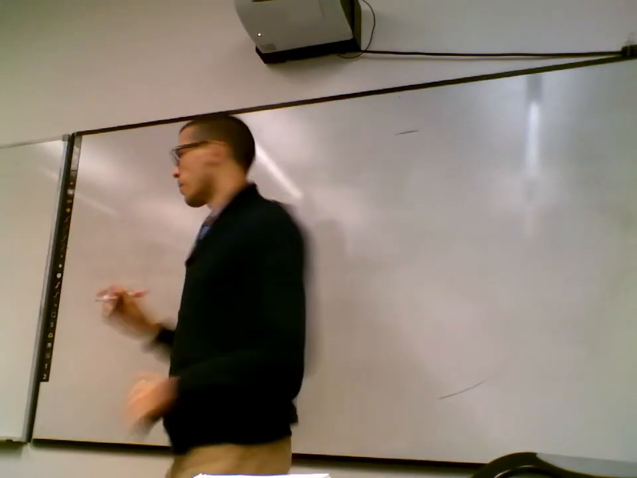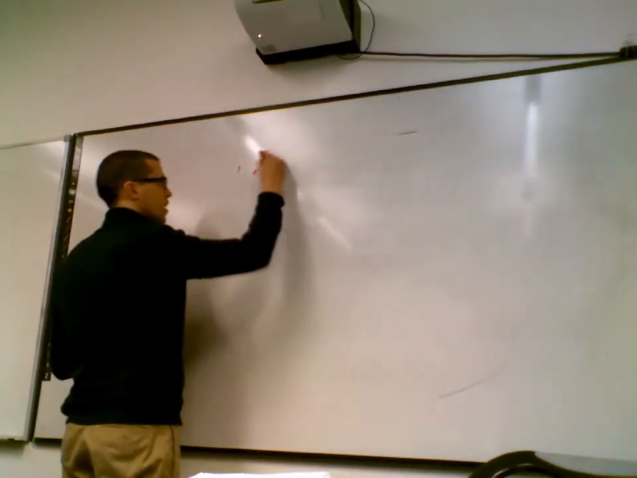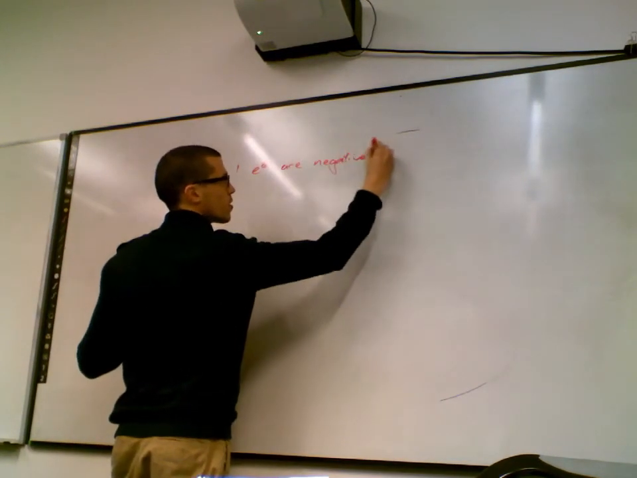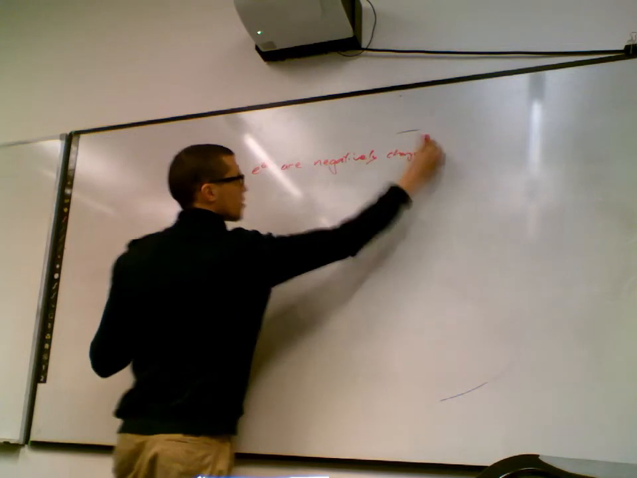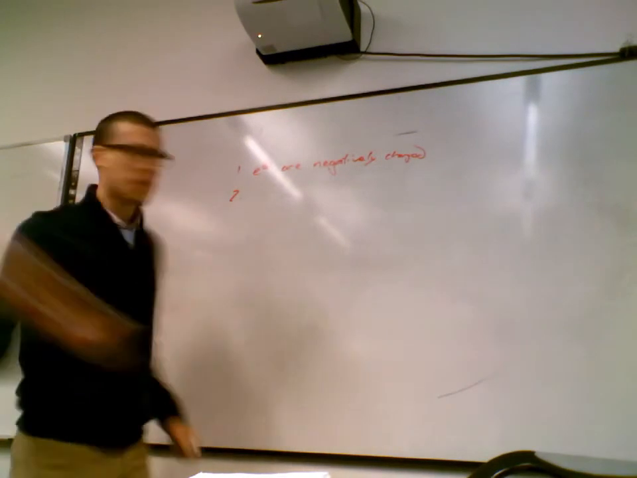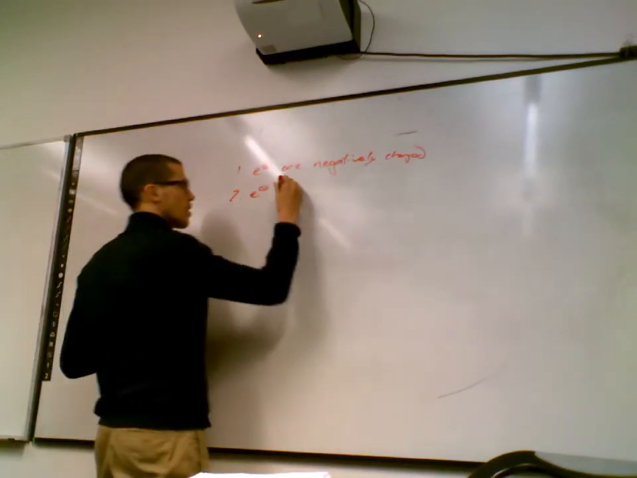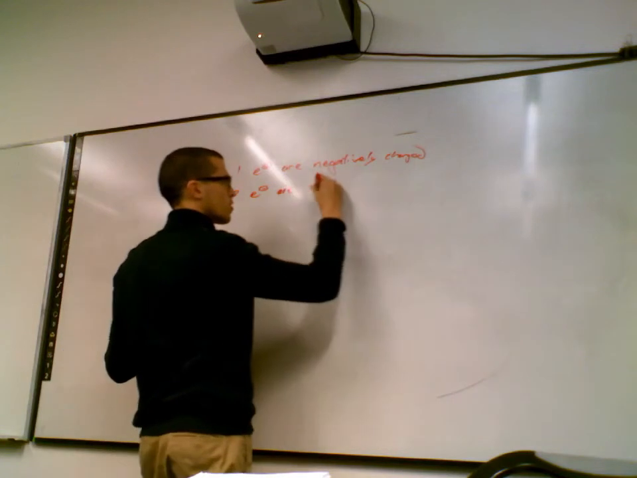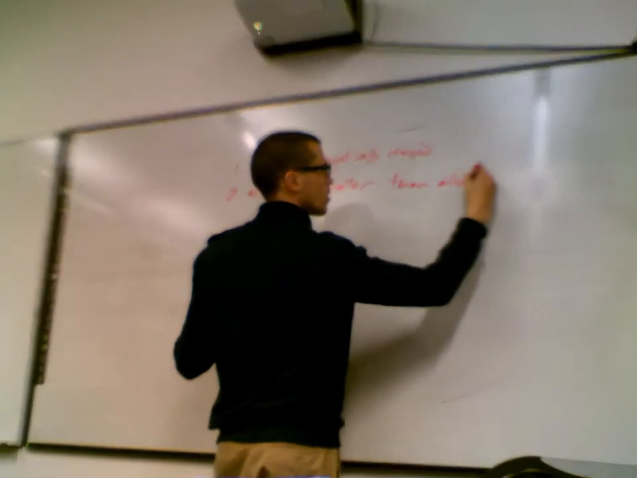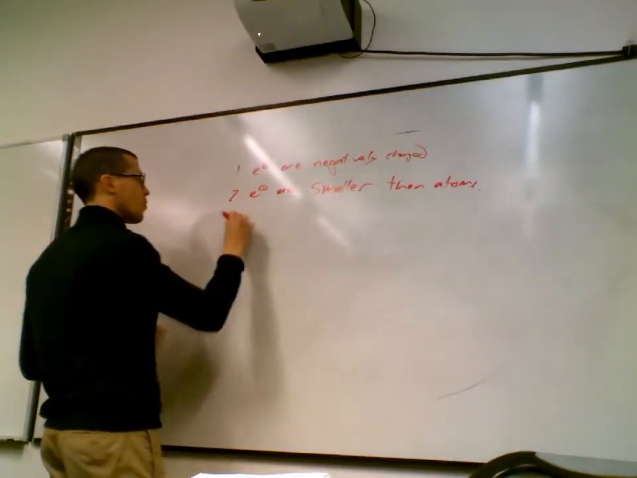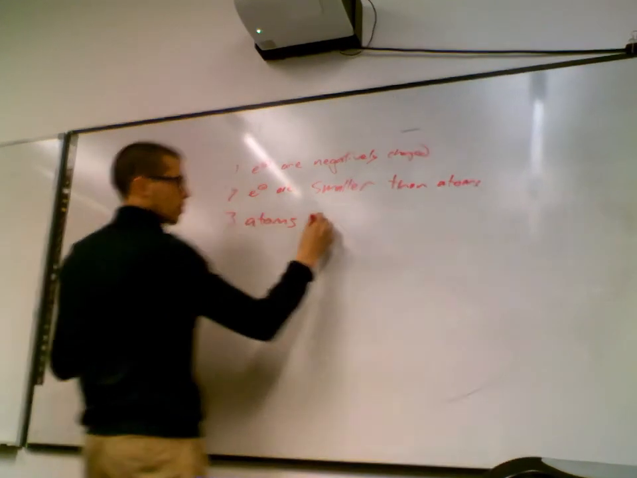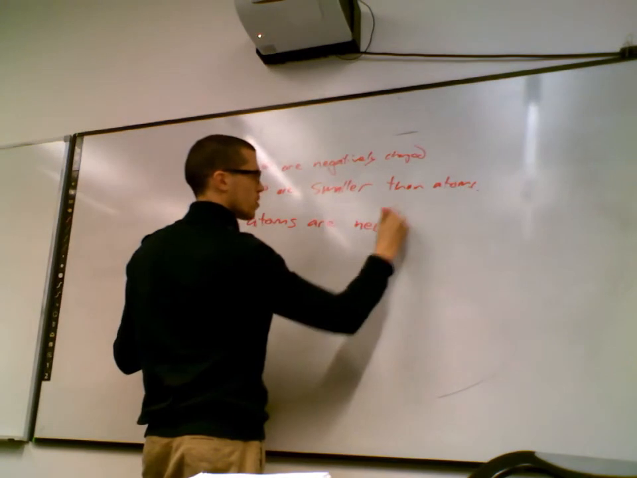We start off with, we know that electrons are negatively charged, right? What else do we know about electrons? They're tiny, they're smaller than atoms. Smaller than atoms. Writing quick. And we also know what? That atoms are neutral, generally. Those are the 3 rules.